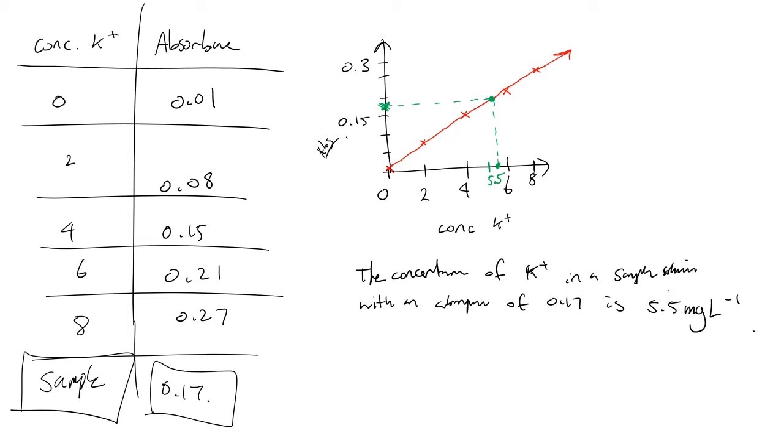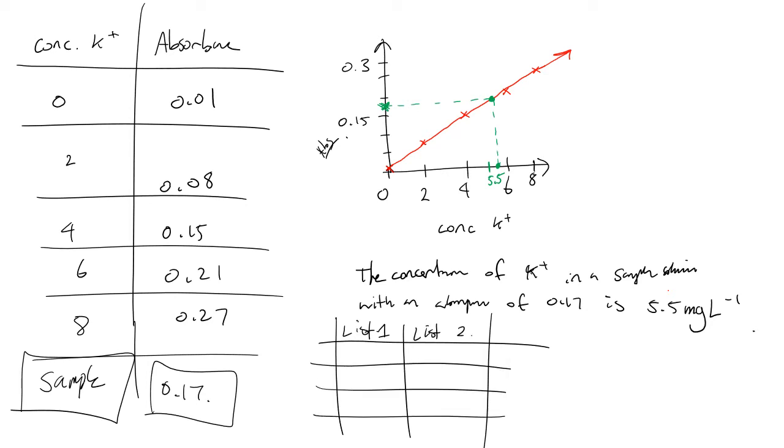So if you have a graphics calculator, you should be able to go to a menu that says statistics, and you would be given a list, with a table of values. So it may be like list 1 and list 2. So what you want to do is enter your table of values inside the calculator, so like 0, 0.01, 2, 0.08, 4, 0.15, 6, 0.21, and so on.